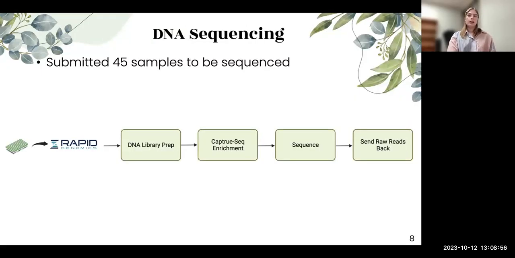So for these samples, I extracted all of the DNA, and then about 45 samples were sent off to a company called Rapid Genomics in Gainesville, Florida, to be sequenced. And at Rapid Genomics, they went through this pipeline of DNA library prep, capture sequence enrichment, sequencing, and then they sent us those raw reads back.